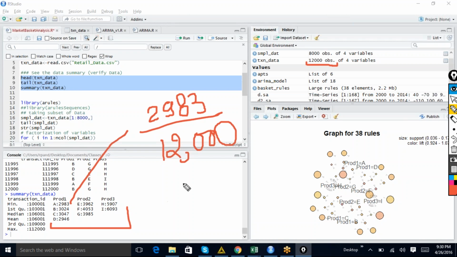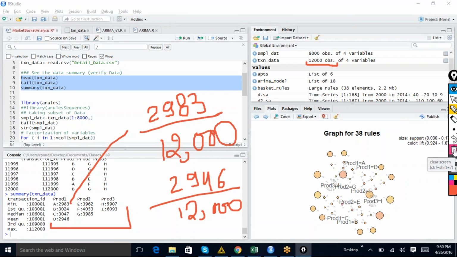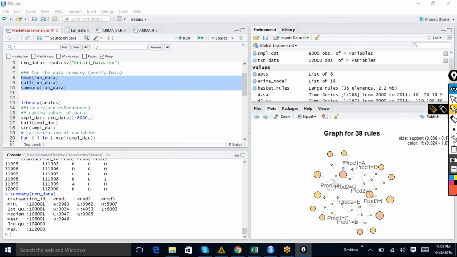Similarly, the support of D will be 2946 divided by 12,000, right? Clear? So that's basically how the support is calculated over here. But we'll just let the software do it for us.